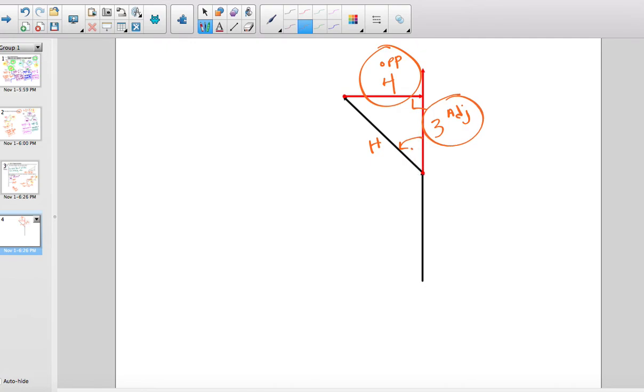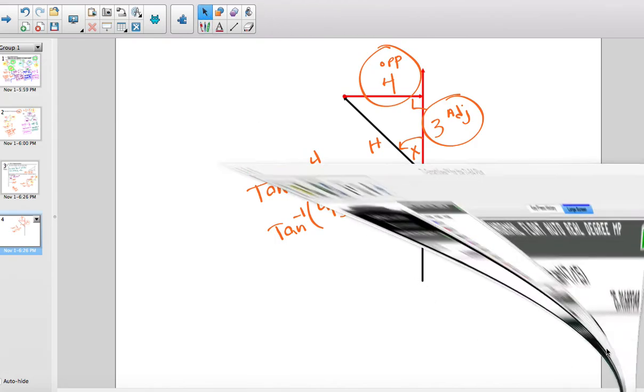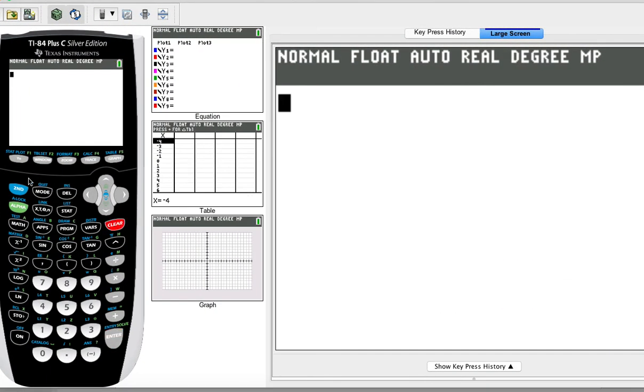I'm going to call it x. And so that's going to be tangent. So we would say tangent of x equals the opposite over the adjacent. And then, of course, we're going to use the inverse tangent and type in 4/3, and that's going to give you x. So let's see what that would give us. So second tangent, 4 divided by 3.